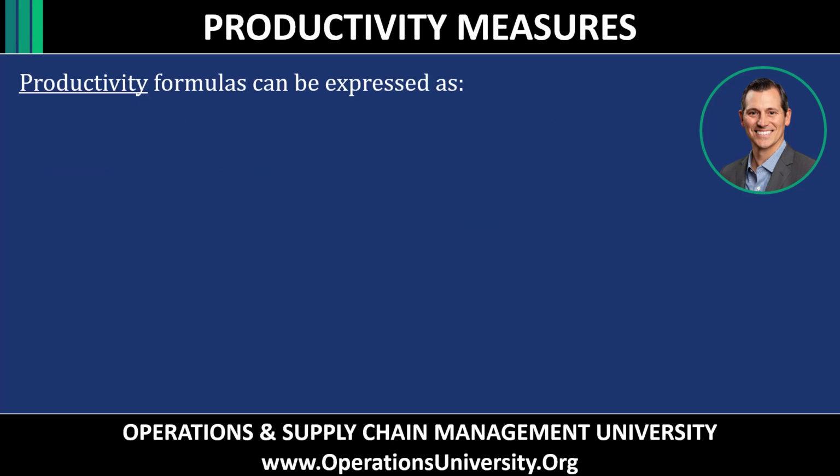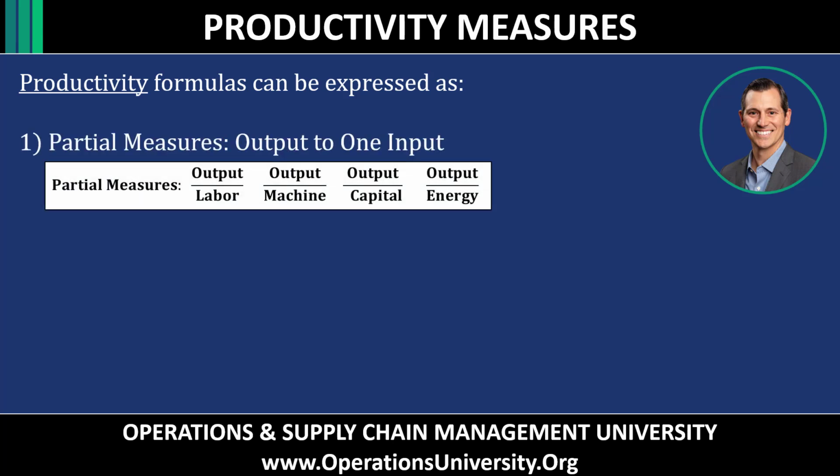We're going to go over 3 different productivity formulas. The first is partial measures, which can also be called single factor productivity, because you're looking at the total outputs versus one single input. It's a very useful formula when comparing one measure of the business, like labor or machinery.